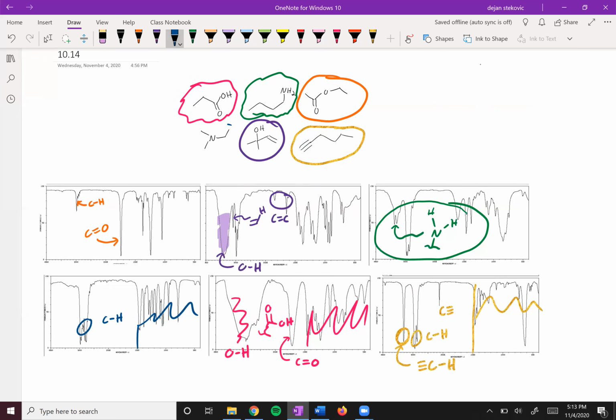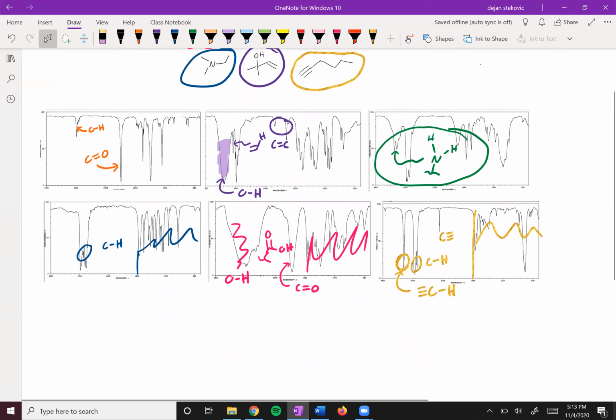And then finally, this boring one over here has nothing in terms of the IR, right? We can't see carbon-nitrogen bonds, so we can't really see that through the IR. And all we see is the alkyl groups. And so you can see how IR helps you predict the functional groups of compounds.